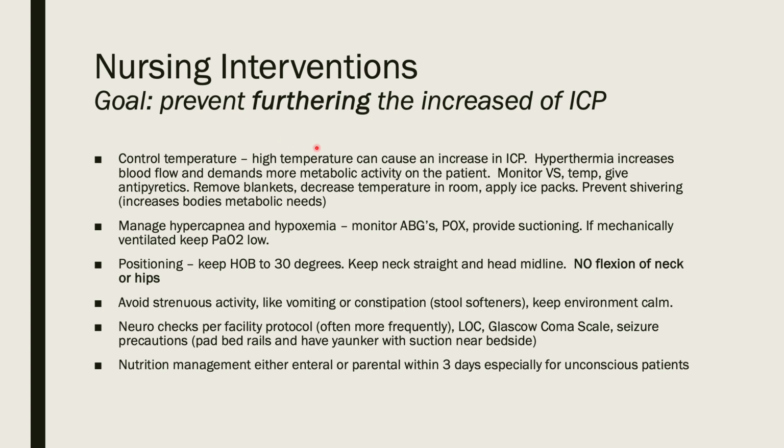So, why do we want to control temperature? Well, increased temperature or hyperthermia can cause an increase in ICP. Hyperthermia increases blood flow and demands more metabolic activity on the patient. So, we want to monitor vital signs, especially temperature. Give antipyretics, okay? Remove blankets, decrease the temperature in their room, apply ice packs as needed, but don't go overboard. You really want to prevent shivering because that attempt starts to increase the body's metabolic needs, and we don't want to do that. We want to reserve those.